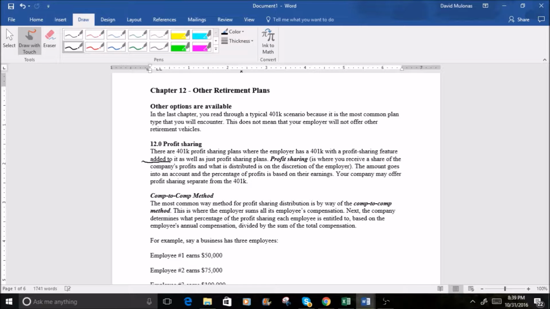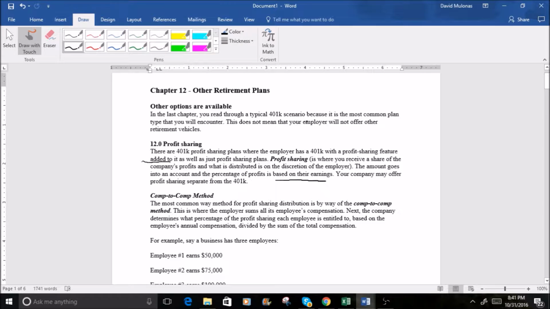Now, profit sharing by definition, as you can see here, is where you receive shares of the company's profits, and what is distributed is at the discretion of the employer. They do not have to give you profit sharing. They could have a profit sharing plan and stop it if they wanted to, and they could also start one at any given time. So if your employer has one, they take the amount that goes into an account, and the percentage of those profits is based on their earnings.